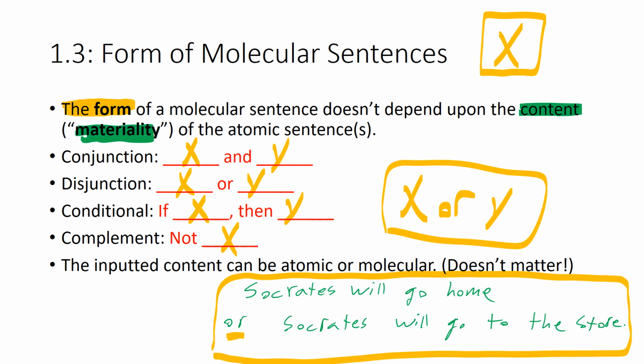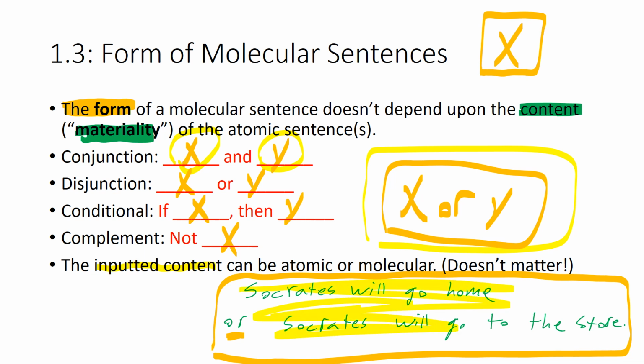But by the way, the inputted content can be atomic or molecular. It doesn't matter. So strictly speaking, this X here, for example, might be a molecular sentence. Okay, and likewise with this Y. Or it might be atomic. It doesn't matter. Again, we're just thinking about the form of the type of sentence that we call a conjunction, which is an and statement. Likewise with a disjunction, a conditional, or a complement. One of the remarkable things about logic is that we can think about things in this very formal abstract sense. We can think about a disjunction as X or Y, and then think about what that means without always having to think about concrete examples like Socrates will go home or Socrates will go to the store.